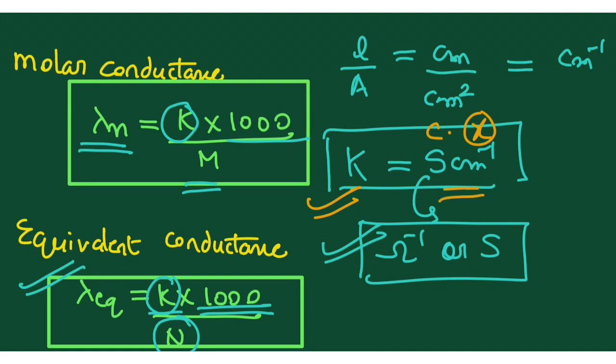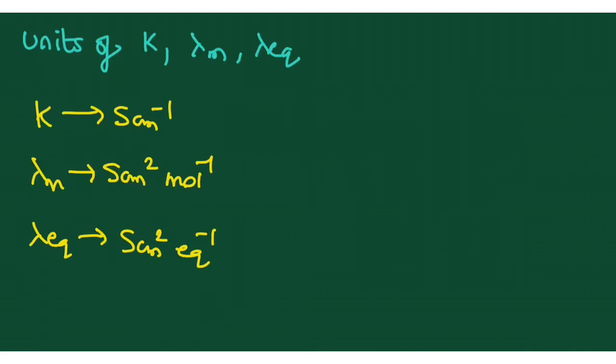See, I am taking everything in centimeter. That's what I am telling you. The unit of kappa is Siemens centimeter inverse, and the unit of molar conductance is Siemens centimeter square mole inverse.